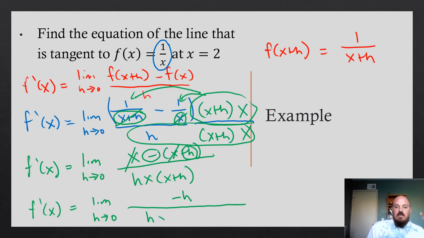And on bottom, I have hx times x plus h. And remember, in limit questions or in definition of the derivative questions, your goal is always to eliminate that h, to cancel the h, and we just did it. Because see, now at this point, I can cancel this h with this h. It leaves a negative 1 on top.